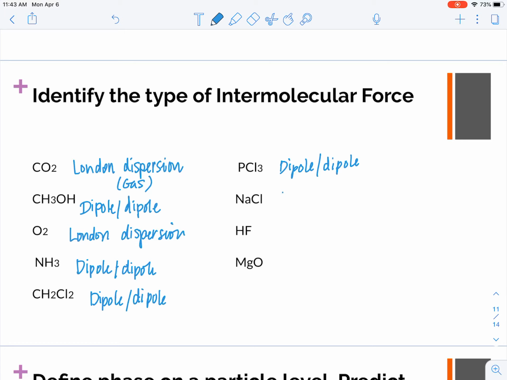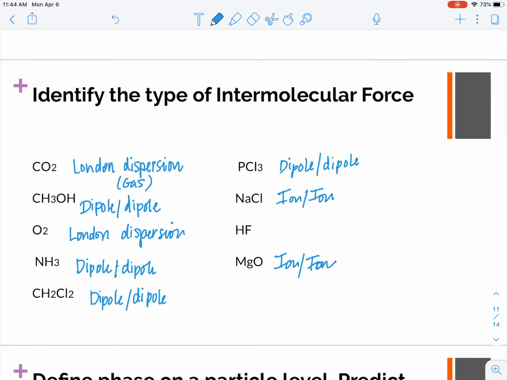Sodium chloride is ion. Magnesium oxide is also ion. Hydrogen fluoride is a hydrogen bond.